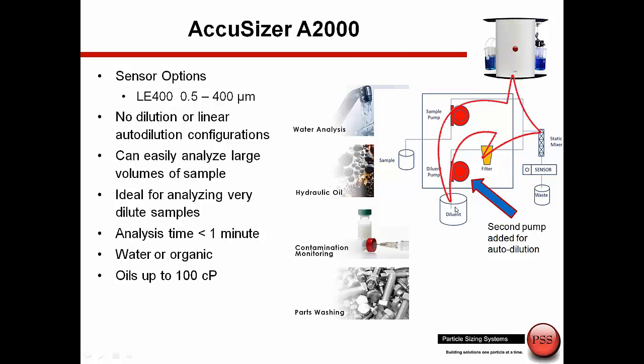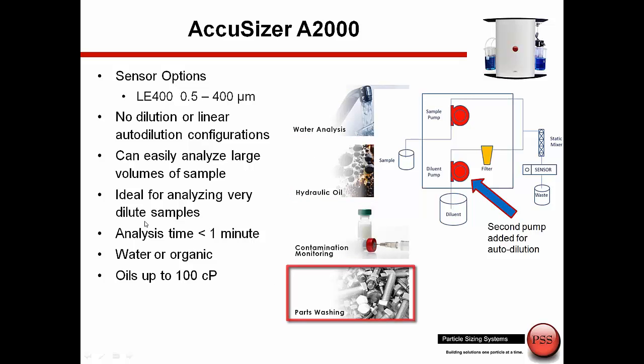Or if we add a second pump, we could have filtered diluent here. And what we would do now is actually bring in both the sample and the diluent. It goes through a static mixer, and this way, let's say that we have a hydraulic oil where it's fairly high concentration, we can automatically dilute it, and there's no need to pre-dilute the sample before the measurement. So this is a very flexible system that can be used in a range of applications, including water analysis, hydraulic oils, general contamination monitoring, or parts washing. This is a fairly quick measurement time for most samples, around a minute.